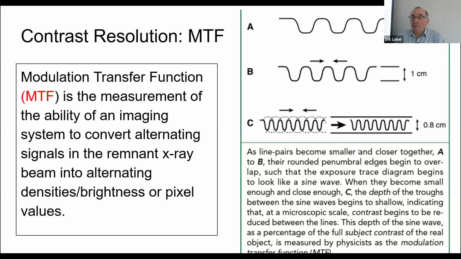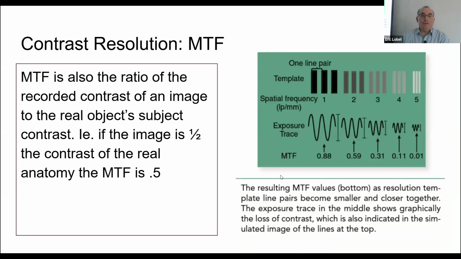So as line pairs become smaller, closer together, A to B, their rounded penumbral edges begin to overlap such that the exposure trace diagram that we'll talk about a little later, because we're kind of going in reverse, when they become close enough to see, we're getting into almost a microscopic scale, and we're going to lose our contrast at that point. We're going to talk more about MTF.